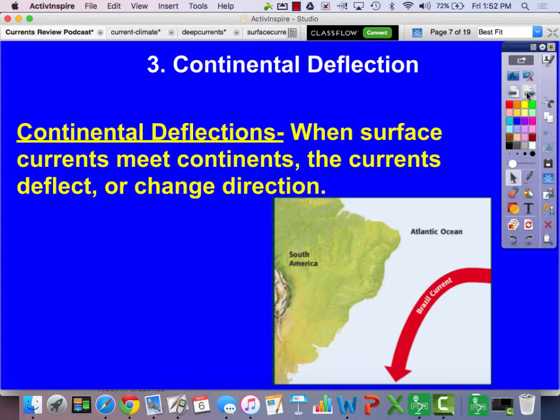And the third thing that moves a surface current is called continental deflection. Basically, that's when the ocean current runs into a continent or it's getting close to a continent, it has to change direction. It's not going to go through the continent, so it's going to get close and it's going to deflect or change directions.